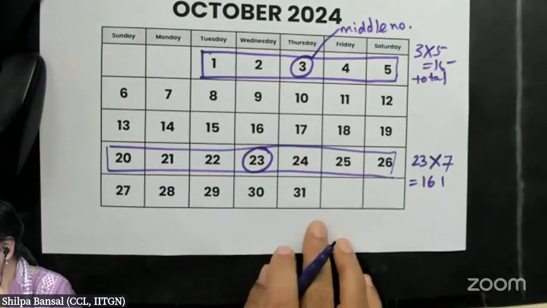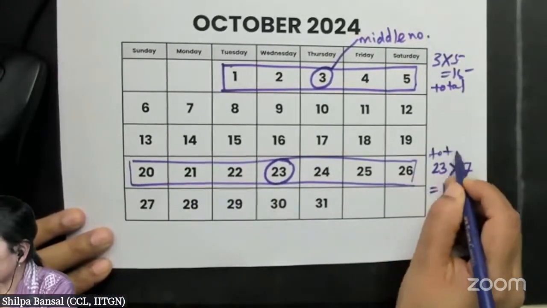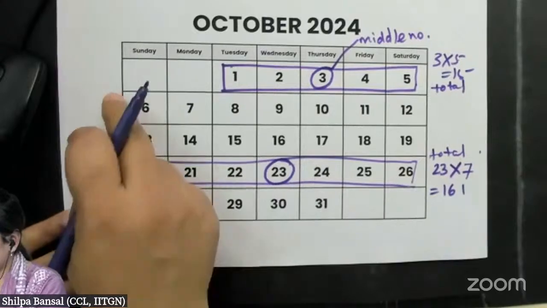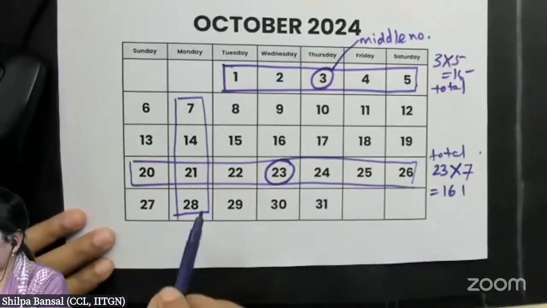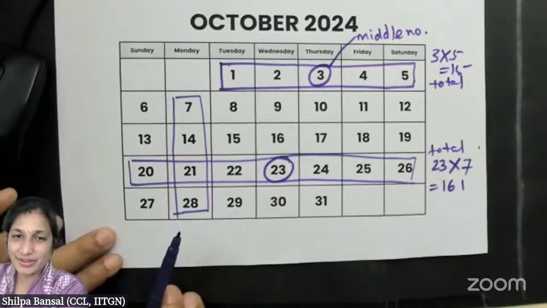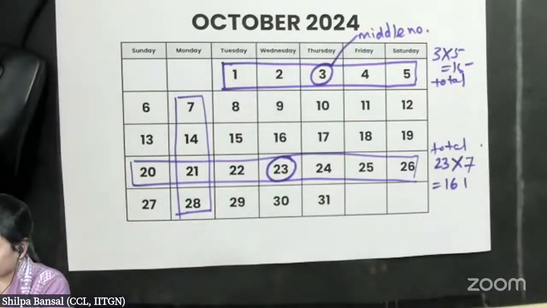Okay. But is it coming? The total is coming 161. You can say. Okay. You can take anything. You can take like this also. But there is a problem that there is 4 numbers. So how will you do? We will see how we can do. Okay. So it is clear.